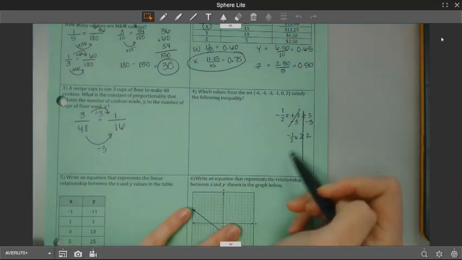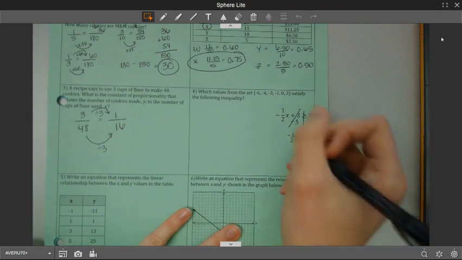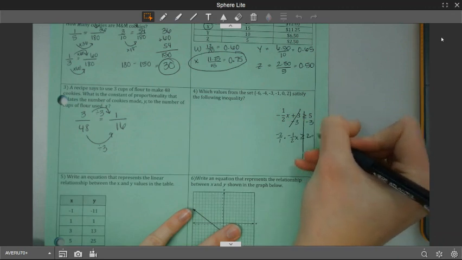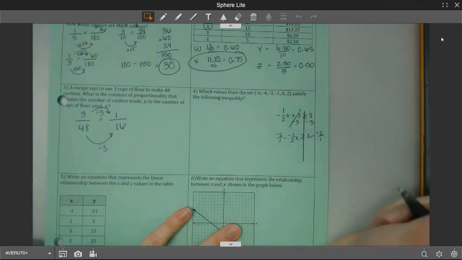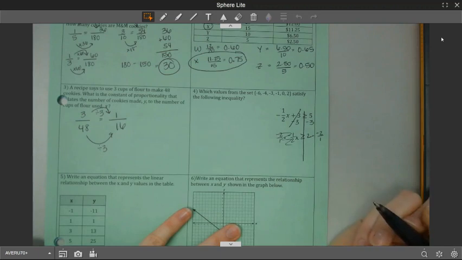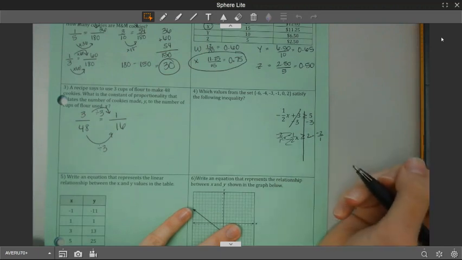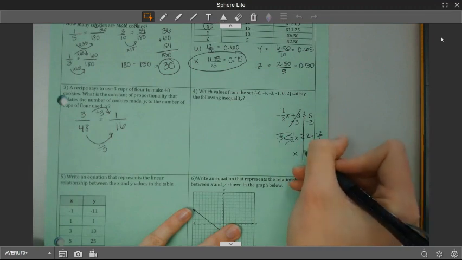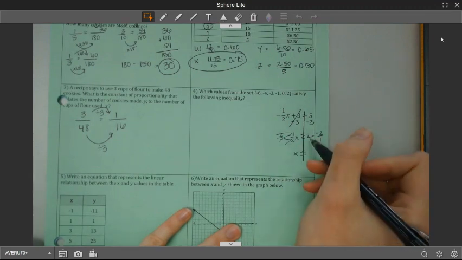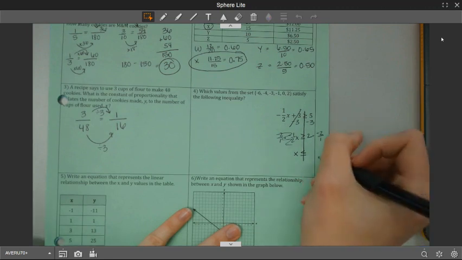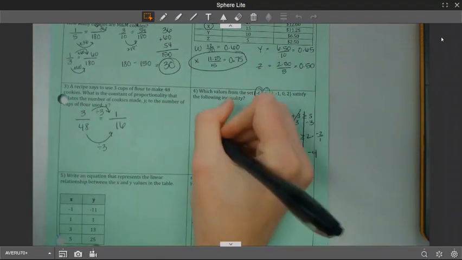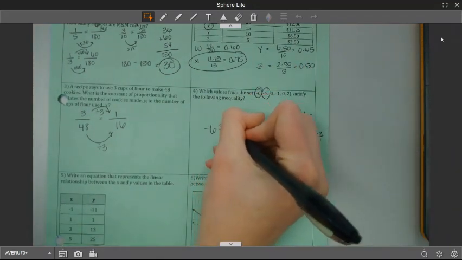Now, to get rid of this -1/2 that's being multiplied by X, I'm going to multiply by the reciprocal, which is -2/1. Now, a trick about inequalities you have to remember is that when you multiply by a negative, you have to flip the sign. So instead of X is greater than or equal to, it's now X is less than or equal to. And positive 2 times -2/1 is just -4. So X is less than or equal to -4. Well, out of this list, the only numbers less than or equal to -4 would have been -6 and -4 itself.